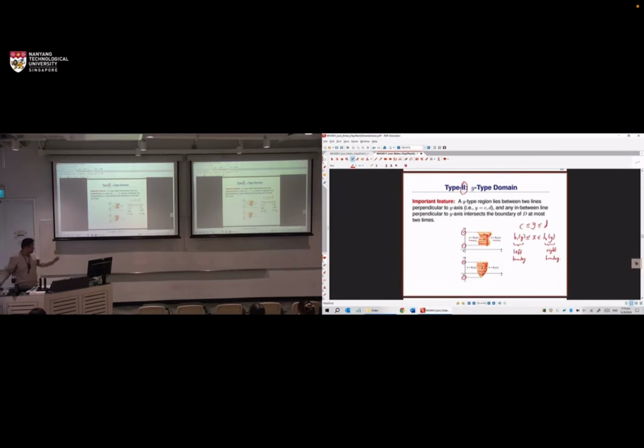This is the second type. You have the first X type already, the pattern. I believe in your mind you are also hoping to see the Y type, so that it forms a complete picture. The Y type region lies between two lines perpendicular to the y-axis, and any in-between line perpendicular to the y-axis intersects the boundary of D at most 2 times. So you can see, from the left to the right, from the left to the right.